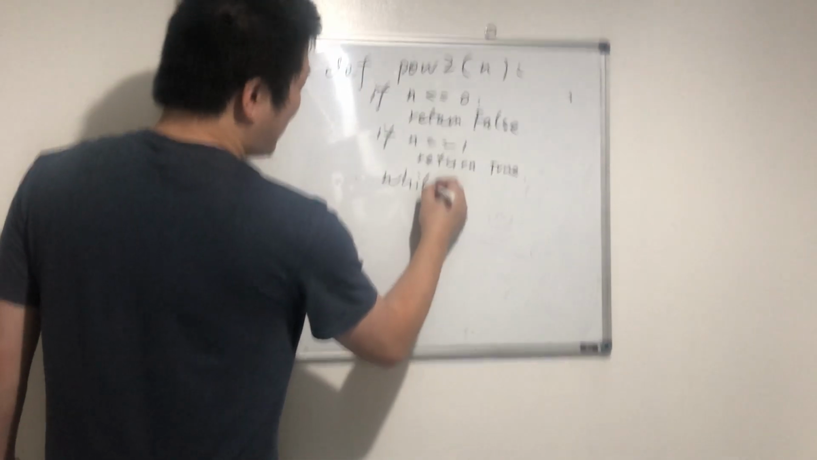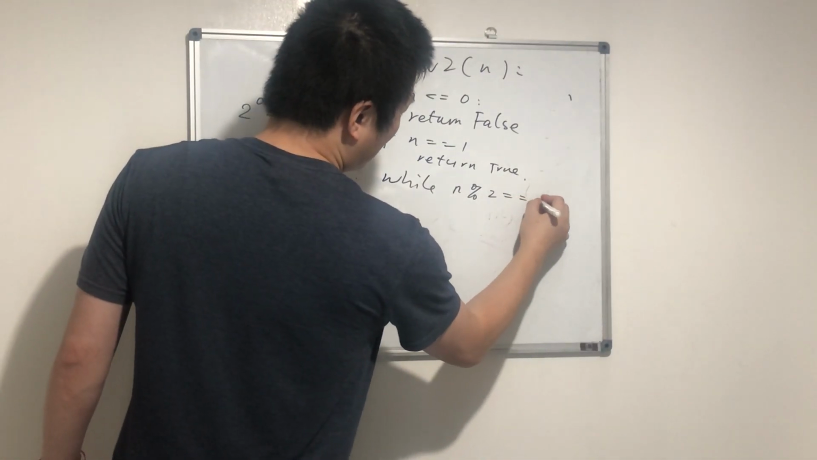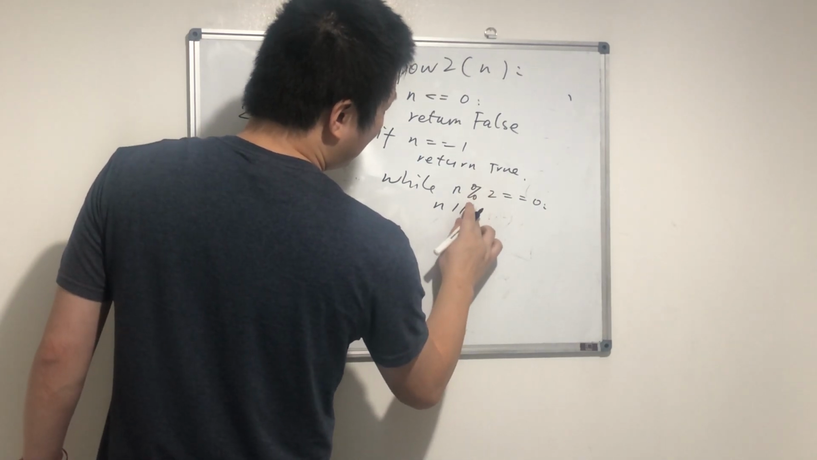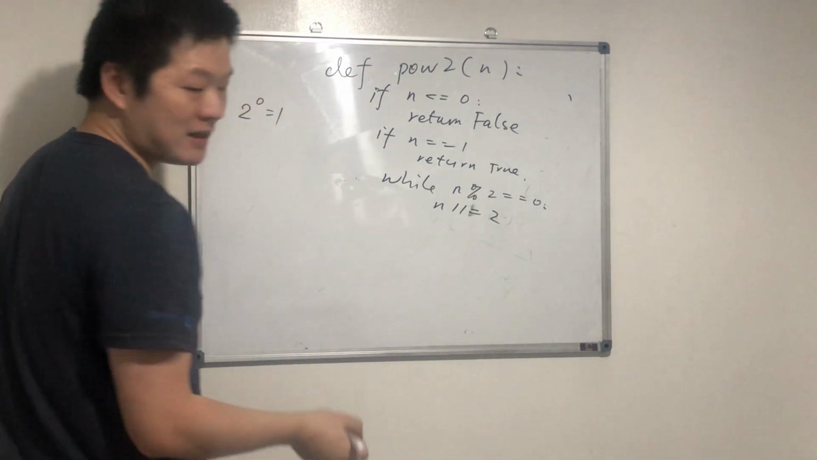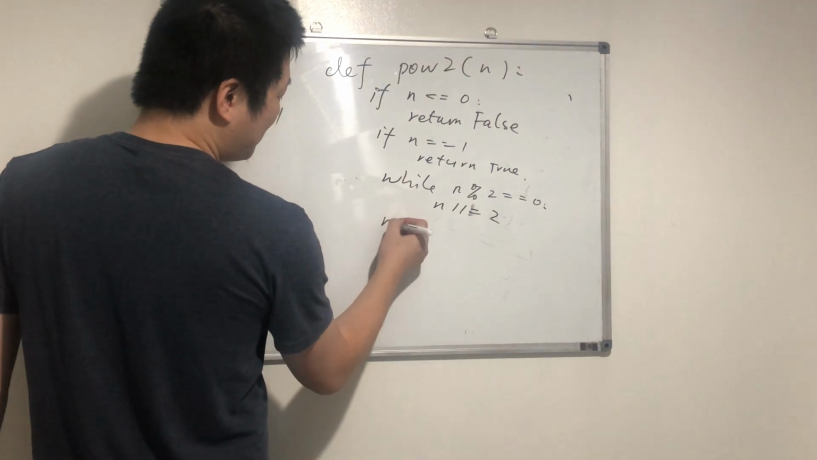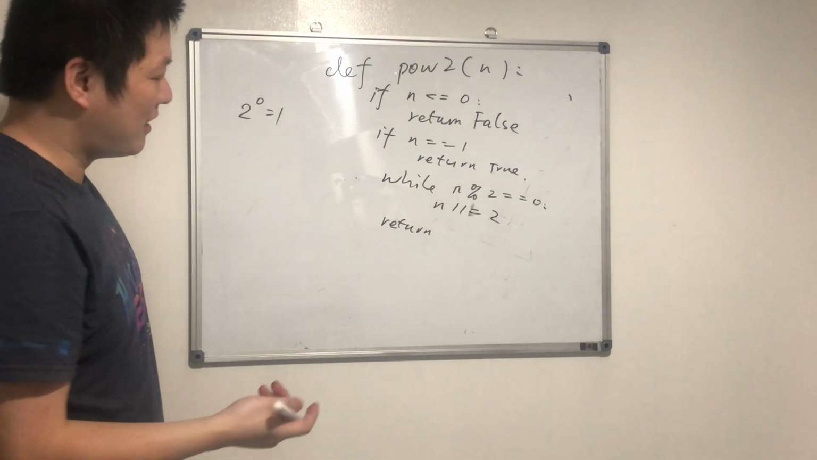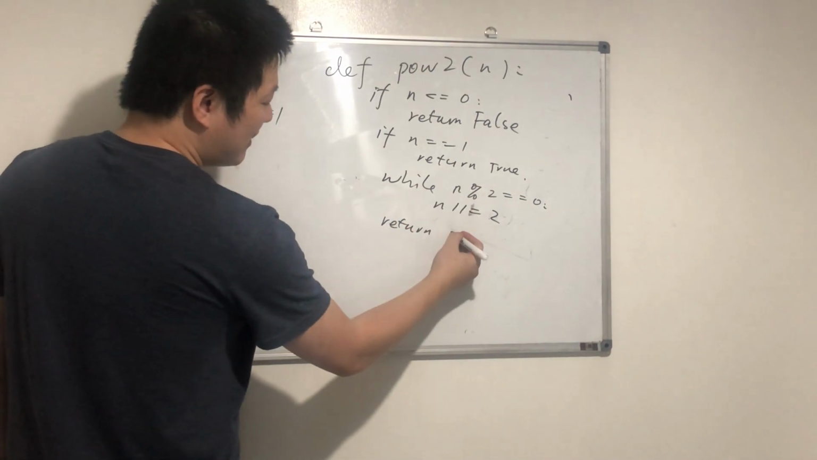While n can be divided by 2, divide n by 2, right? Then return what?